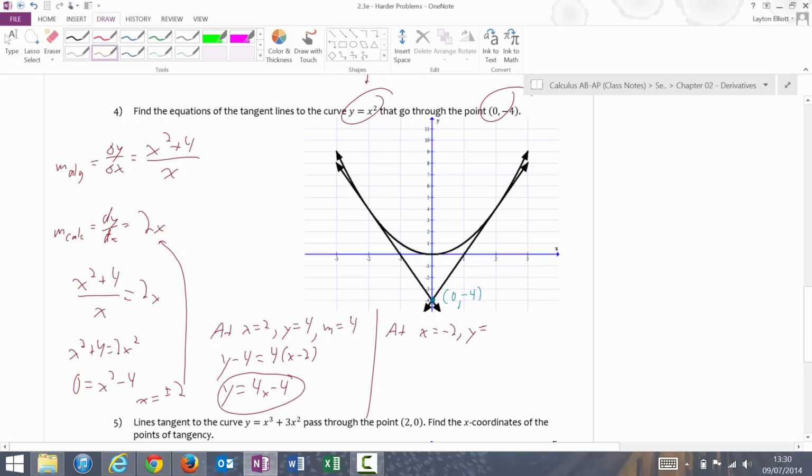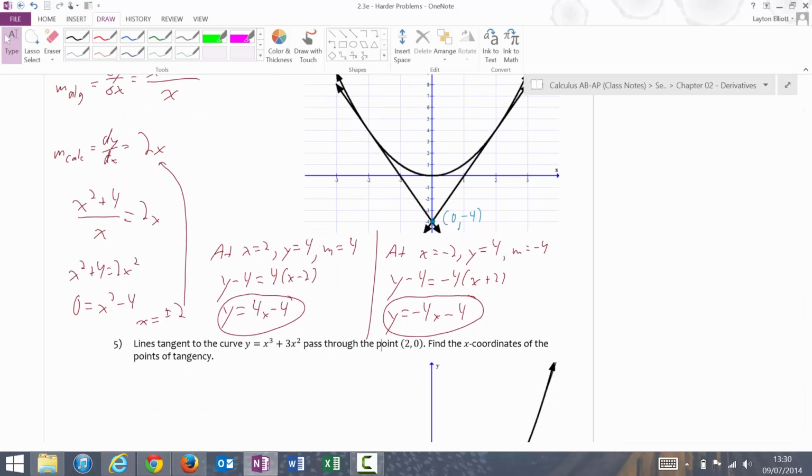At x equals negative 2, plugging it back into the original, y would be 4 as well, and the slope would be negative 4. So y minus 4 is equal to negative 4 times (x plus 2), and I get y is equal to negative 4x minus 4. And if I look at the original curve, those lines do match what I'm seeing, so that works.